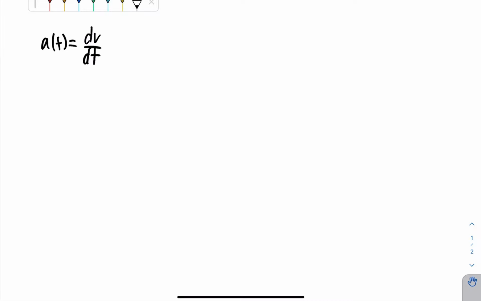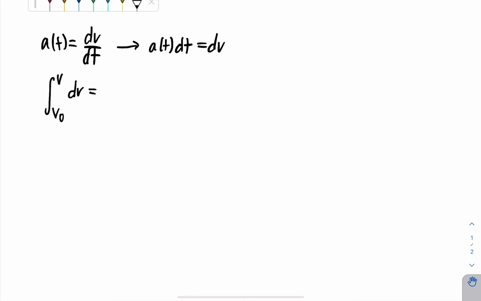Okay, so now I have something that looks like a separable differential equation. What this allows us to do is integrate this. So we are going to move all factors with t onto the left side and all factors with v on the right side. So we get a of t dt equals dv. I'm going to move this around a little bit, and we're going to do some integrals. We're going to get the integral from some v naught to v of dv, and that's going to be equal to the integral between t naught and t of a dt.